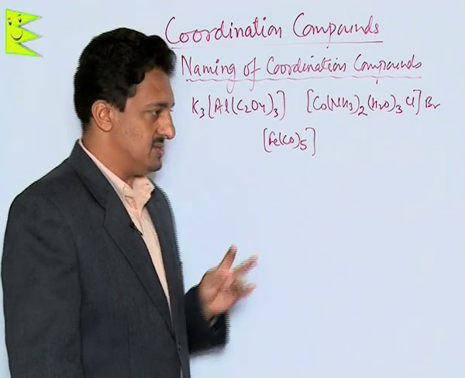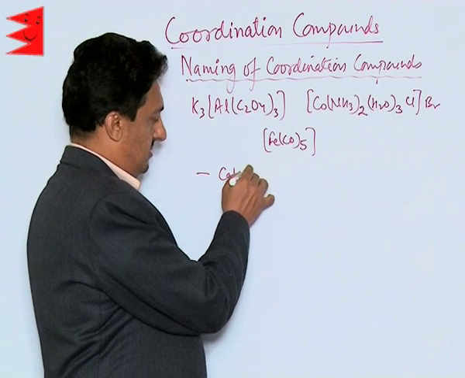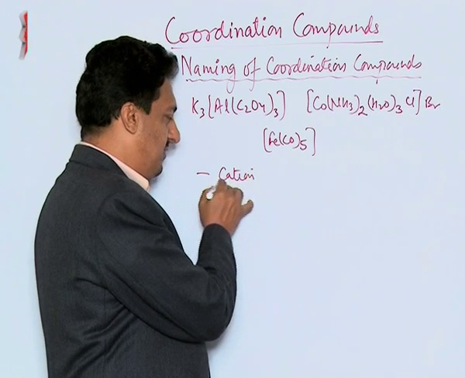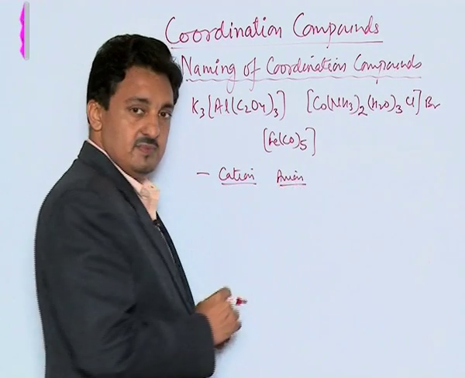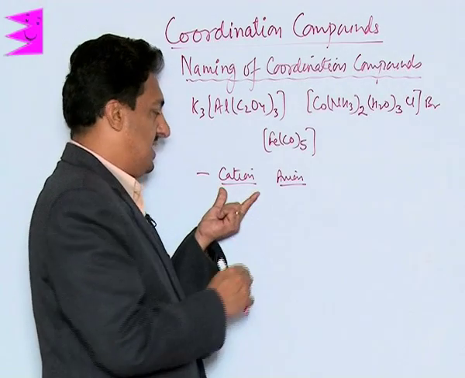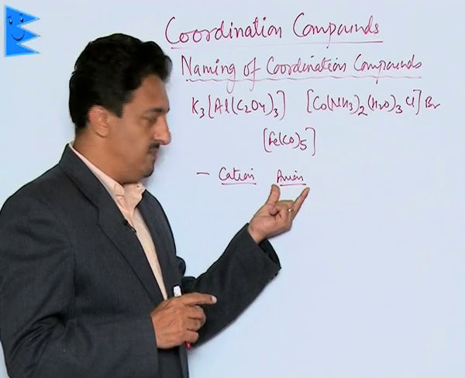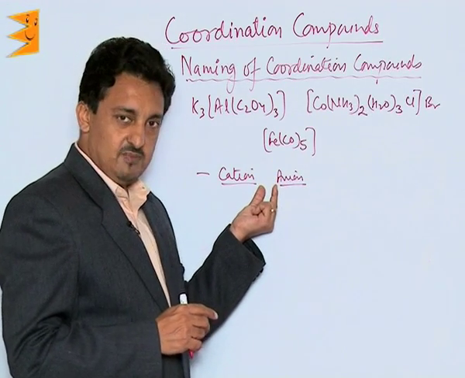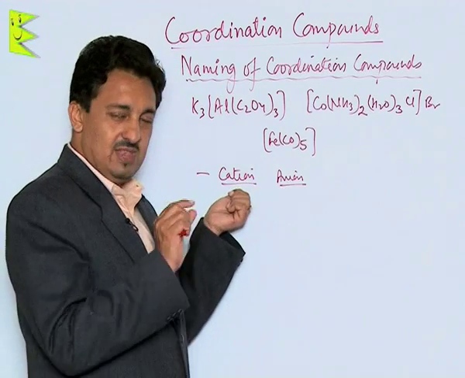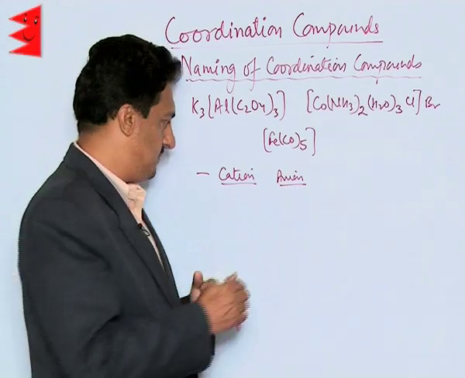Now how to start this? We always start with, of course, a cation. Then we leave a gap and then we write down an anion. So the cation will come out as one word, the anion will be written as one word, and if they both are there, there has to be a gap between them. Otherwise, there will be no gap in the name, because any one of these can be your coordination entity.